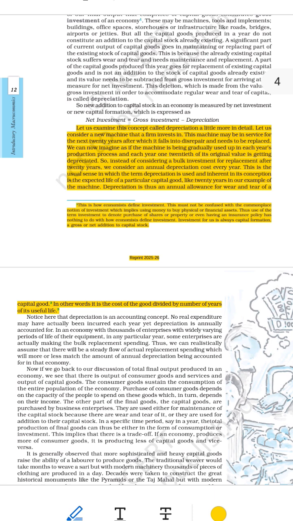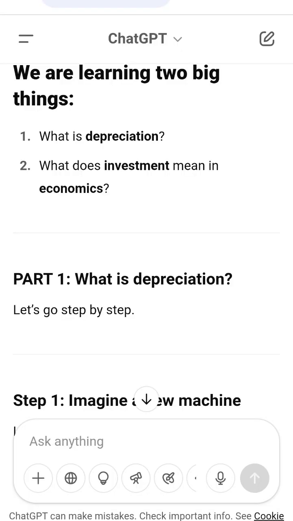Meaning 2, economics, real capital investment. But in economics, the word investment means something different. In economics, investment means building or buying new capital goods, like machines, buildings, roads, tools that help produce more goods or services. This is called capital formation. Let's compare both, what people think, what economists mean. Buying shares, building machines, buying property, making roads, insurance policy, building a factory, saving in banks, buying a new tool.